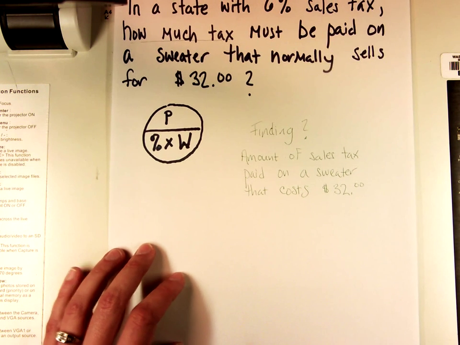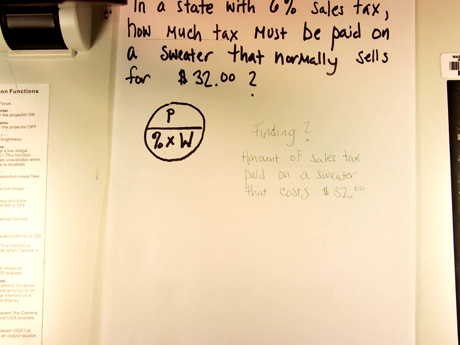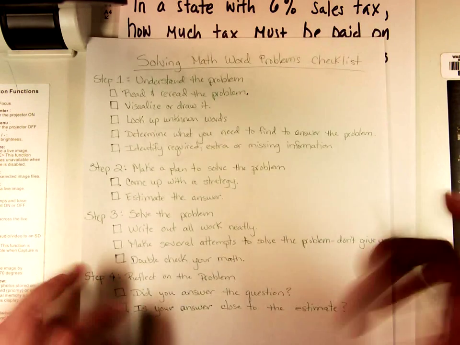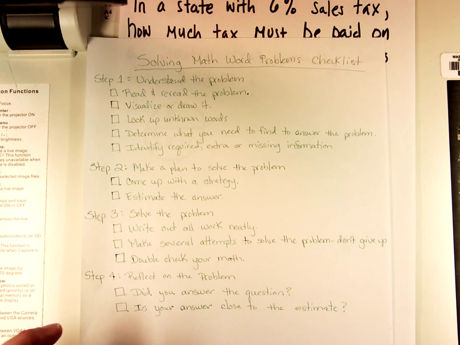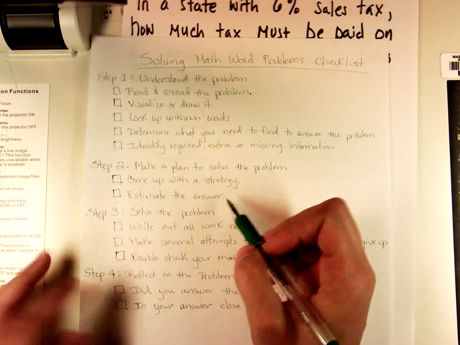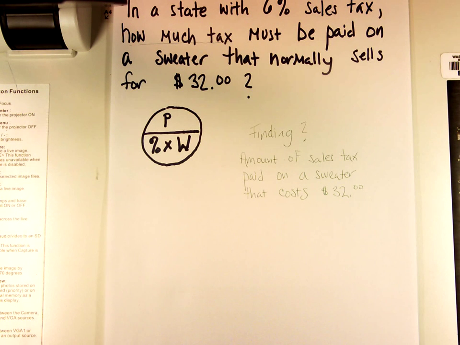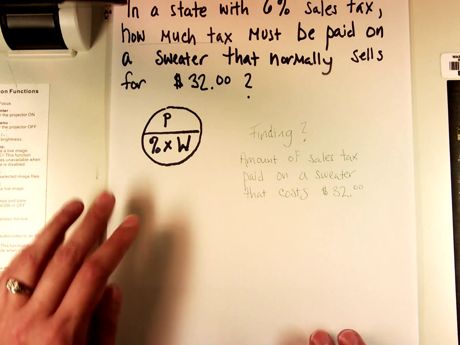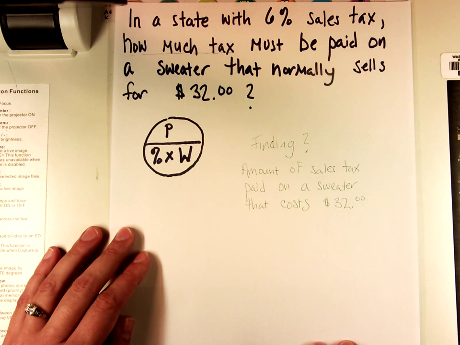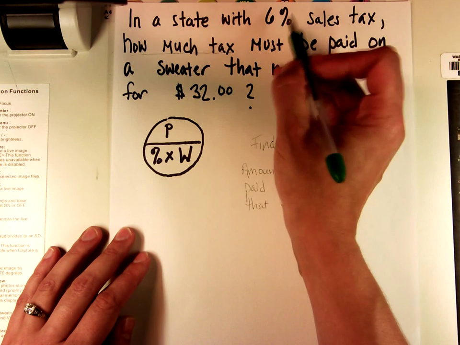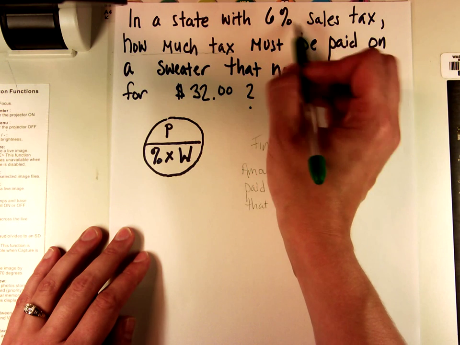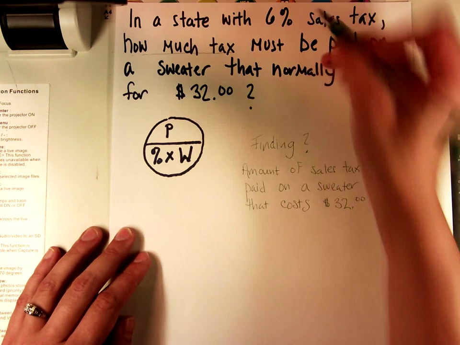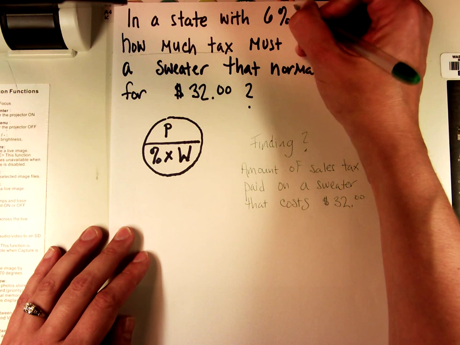Okay, so let's go back to the checklist. We're going to come up with a strategy and estimate the answer. And the great thing about the percent circle is we already have our strategy in place. So let's figure out what information we need to solve this problem. I know right here that one of the things I'm given is the percentage, because right here I have that percent symbol. That's a signal. So I'm going to go ahead and label that. This is my percentage.